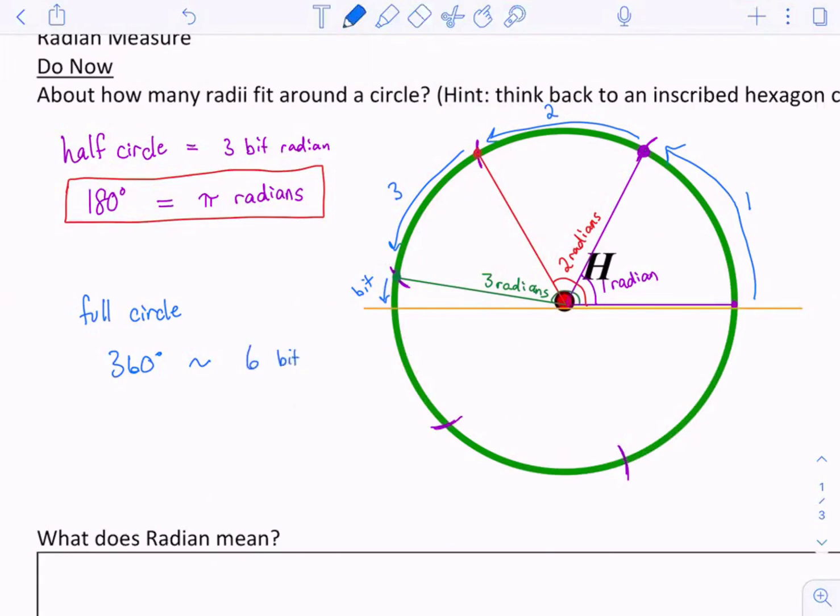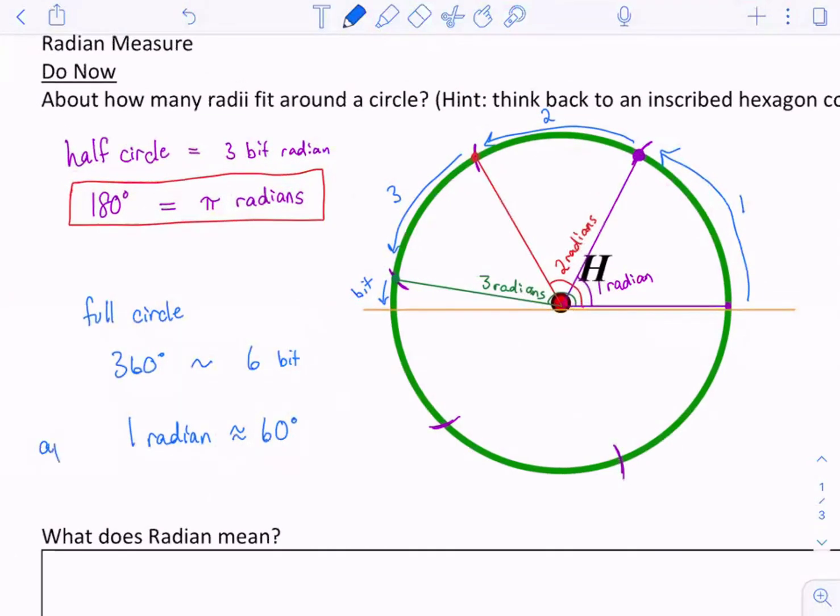So that means each radian should be how many degrees? So I'm going to say, hey, 360 divided by 6, that means 1 radian is approximately 60 degrees, because 360 divided by 6 is 60. Now I could have done 360 divided by the 2 pi radians, and I really would have gotten about, I think, 57. Let me just double check. Yeah, about 57.2. So that's close enough to 60. So really, this is approximately.